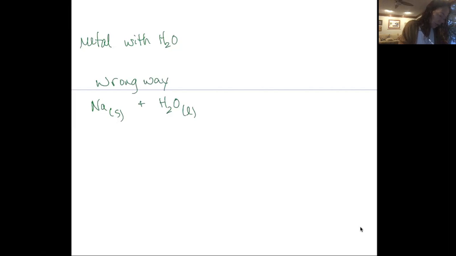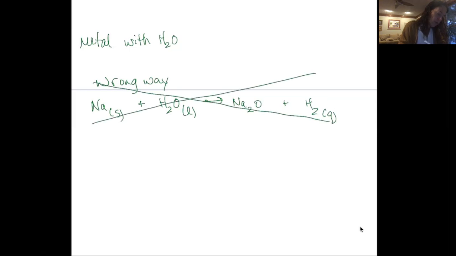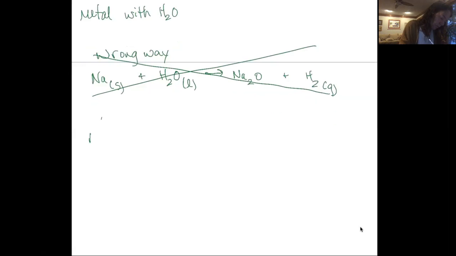But students will look at this as a single replacement reaction where the sodium takes the place of the hydrogen and the sodium goes, oh, look at that arrow. And the sodium goes with the oxygen. And they'll go Na2O plus H2 gas. That is not what happens, all right?